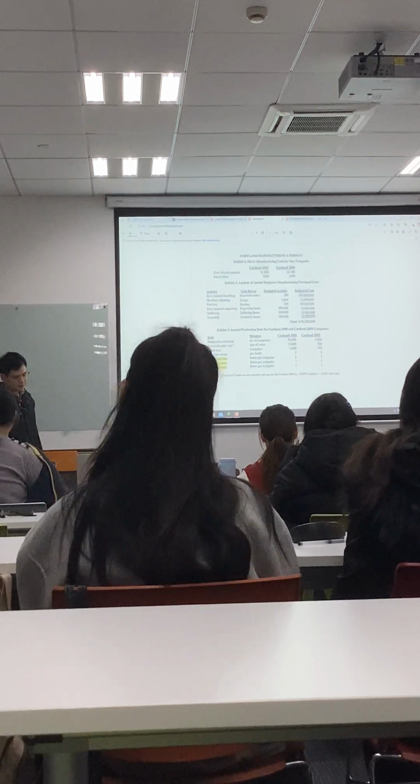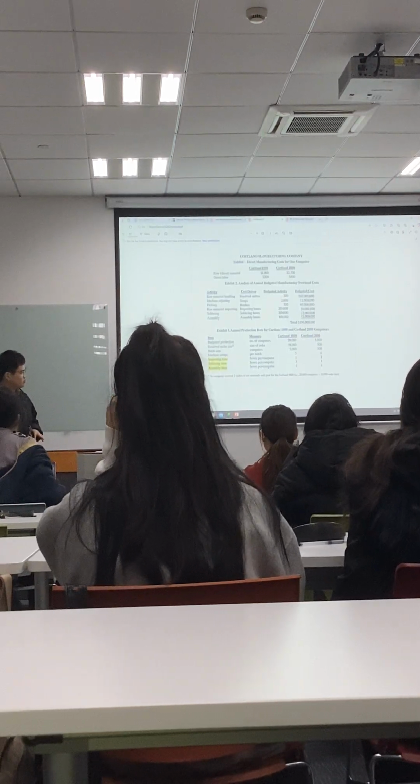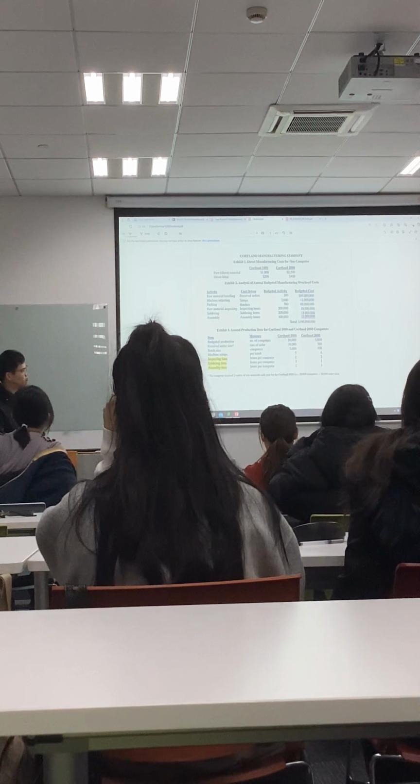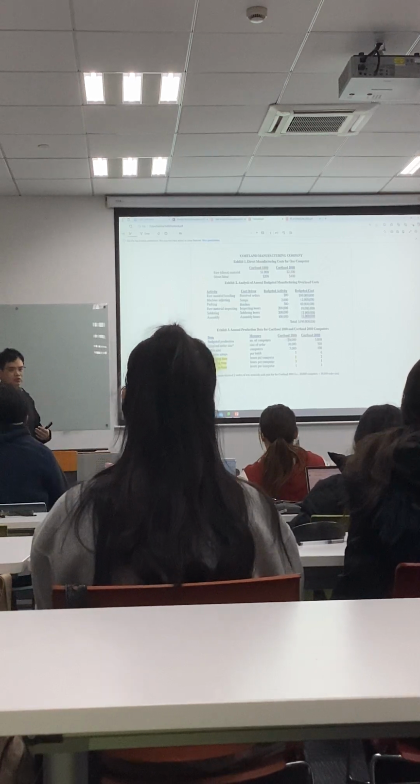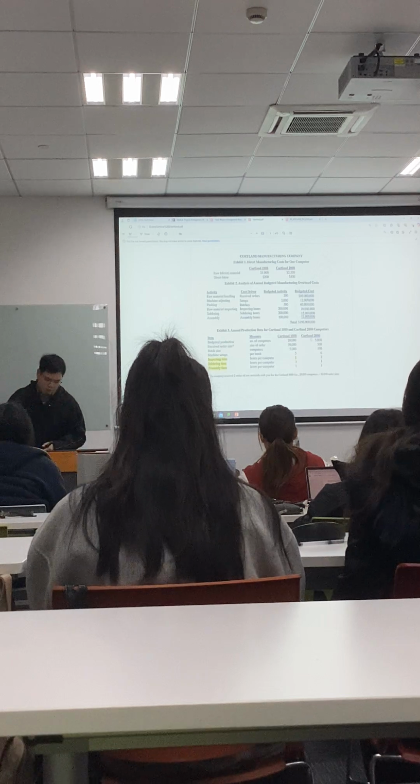Okay, and from the information, here, this is the budgeted production, which means the number of computers we are going to produce for each type, right? For the first type, we are going to produce 20,000, and for the second type, we're only going to produce 5,000.